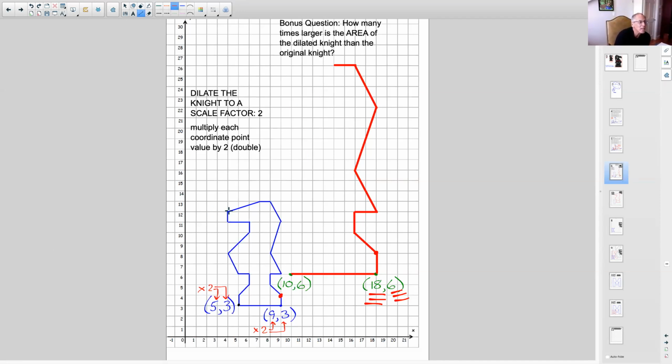My next point is 4, 12. Who can double 4? On 3, 1, 2, 3. 8. Who can double 12? 24. All right, let's go to 8, 24 right now. There it is. Awesome.